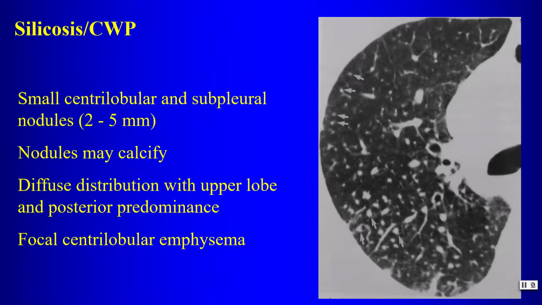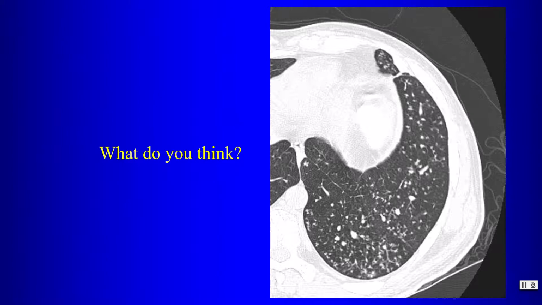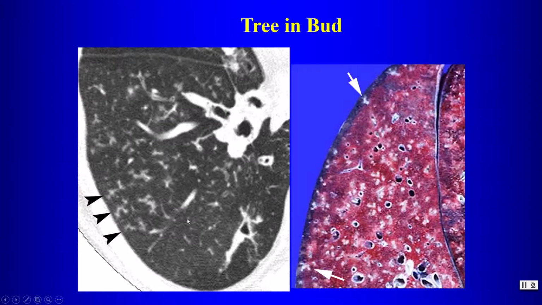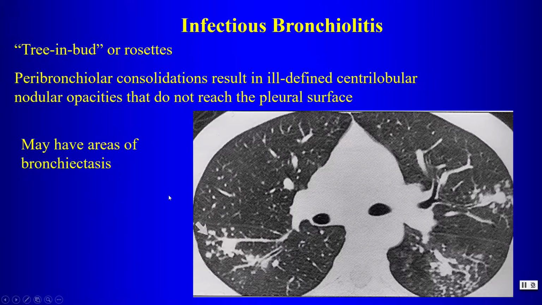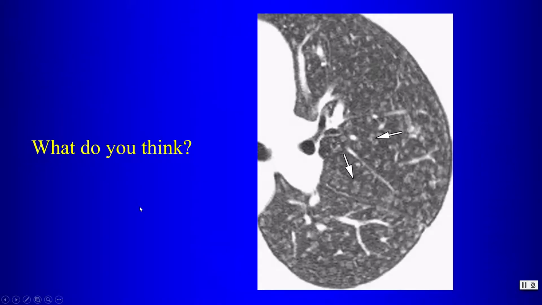So silicosis and coal workers' pneumoconiosis can give you centrilobular or subpleural nodules. Nodules might be dense, especially with silicosis, which tends to have an upper lung distribution of disease. This I hope we can all recognize now. These are tree-and-bud opacities, and when we see tree-and-bud opacities, we will think of infectious bronchiolitis. So infectious bronchiolitis gives you tree-and-bud, and we're all familiar with the diseases that might give you infectious bronchiolitis.